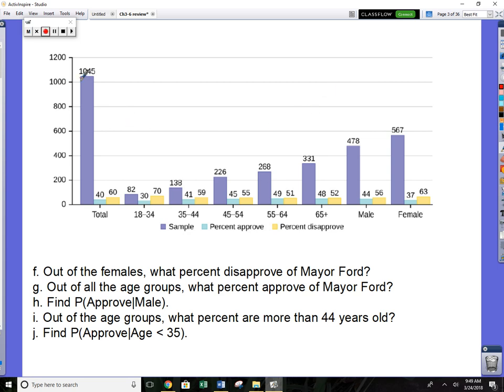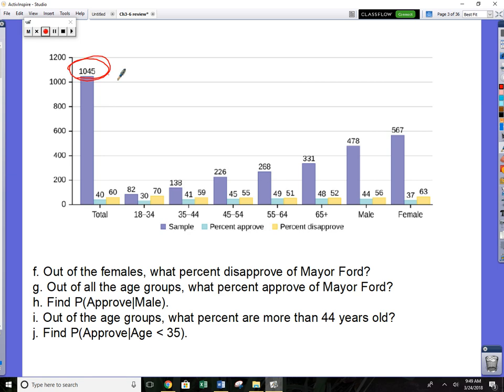So you've got 1,045 people who are sampled. 40% of the people approve, 60% do not approve, and then they kind of break it down by age groups, and then they've got them broken down by gender. So male, 478 of those 1,045 were male, 567 were female, 44% of the males approve, 56% of the males disapprove. Okay, so F, out of the females, so this is conditional, it's reducing the sample space.